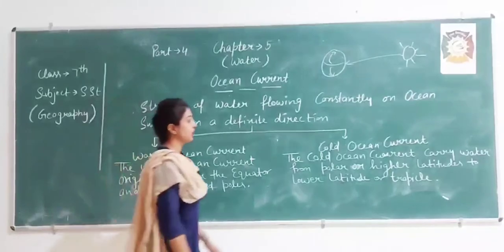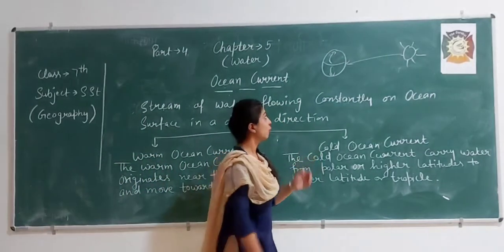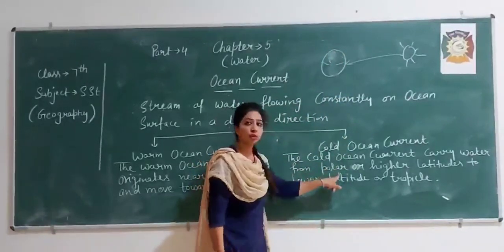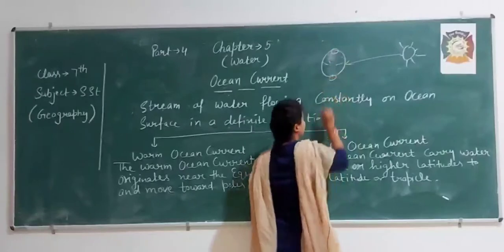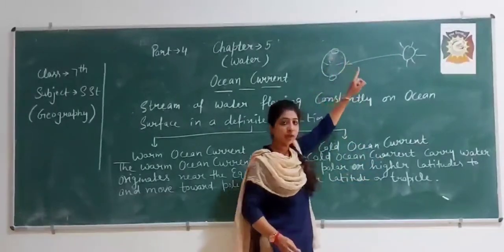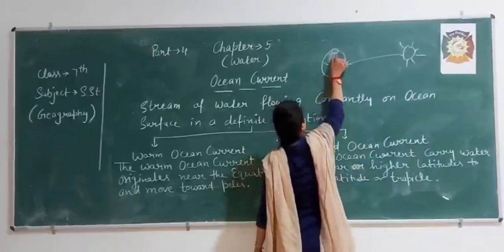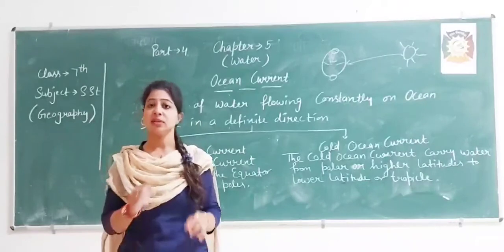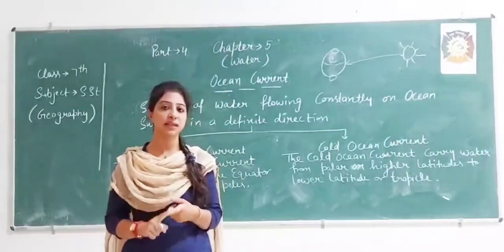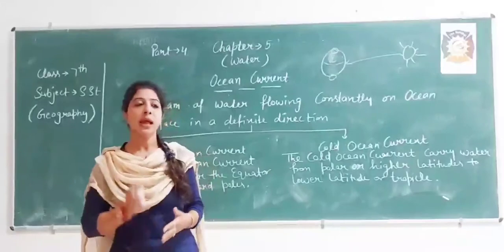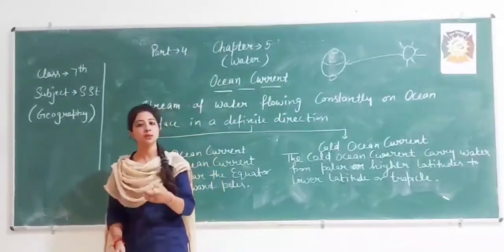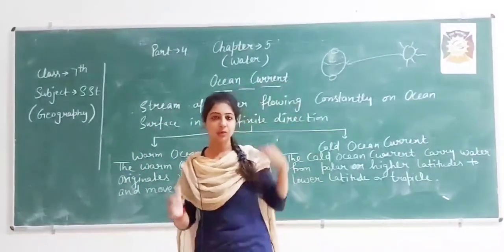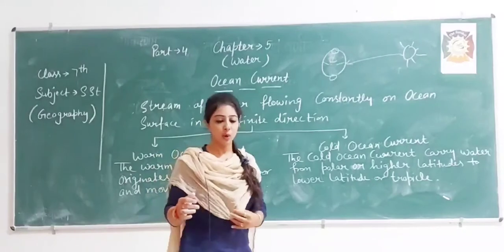What about cold ocean current? The cold ocean current carries water. From where does it carry water? It carries water from poles or higher latitude and moves to the lower latitude. On the poles, the sun rays do not directly affect. That's why the water on the poles is cold, and the current which originates on the poles is also cold ocean current. Okay, so this is our warm ocean current and cold ocean current.